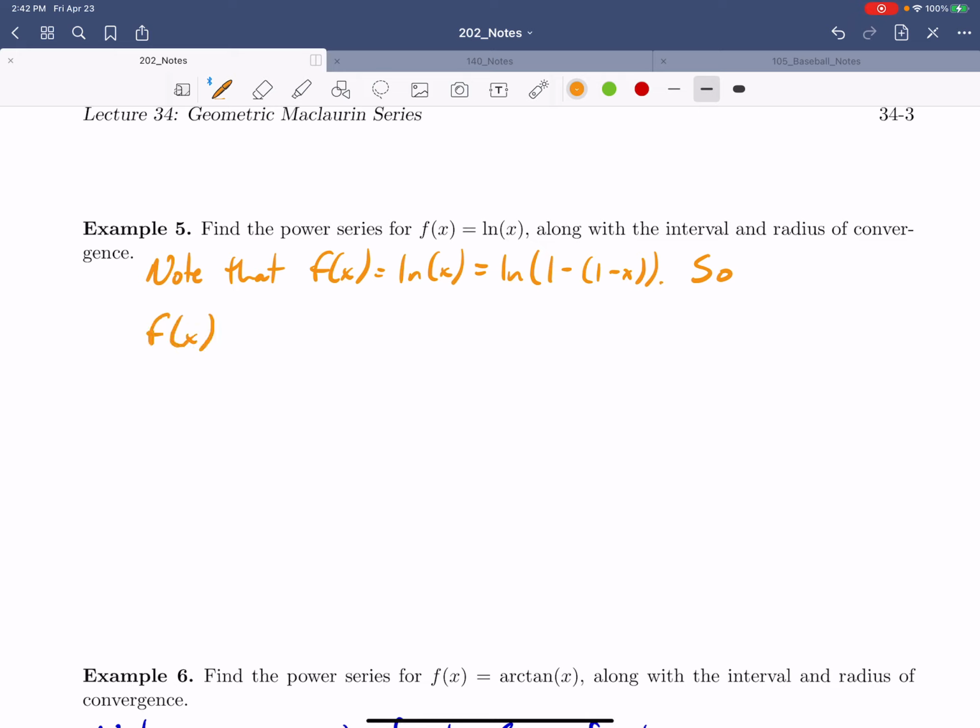f of x equals the integral of f prime of x dx, of course, which is the integral of 1 over x dx, and maybe this is better written as, again, as we see right up there, 1 over 1 minus the quantity 1 minus x dx. Okay.